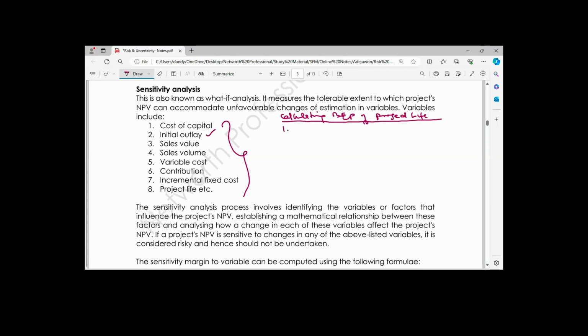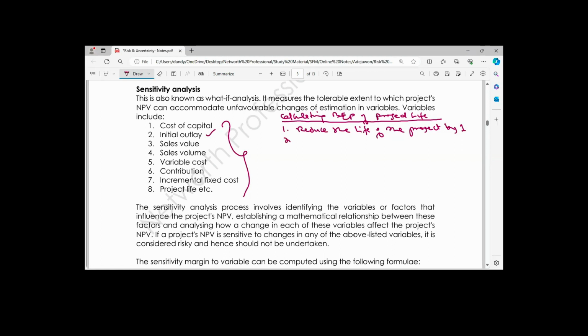The first step is to reduce the life of the project by 1. Say, for example, if the useful life of the project is 5 years, you minus 1. So you calculate NPV for 4 years. If the life of the project is 3 years, you minus 1. You calculate NPV for 2 years. Okay, so you reduce the life of the project by 1.